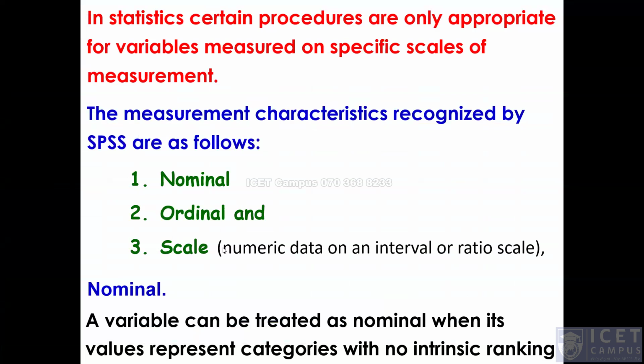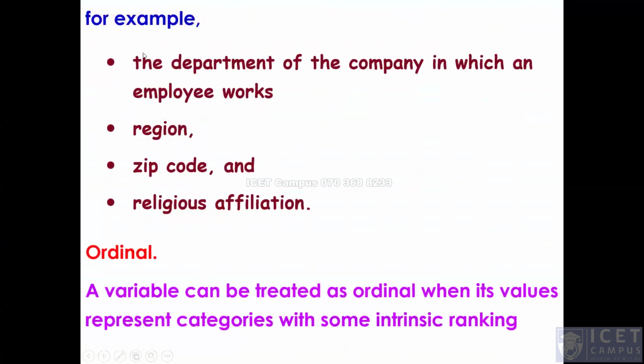Then nominal, ordinal and scale. The measurement characteristics recognized by SPSS are as follows. Nominal: a variable can be treated as nominal when it represents categories with no intrinsic ranking. For example, nominal variables are the department of the company in which an employee works, religion, zip code, religious affiliation, index numbers, ID card numbers. These go to the nominal variable. And also categories like sex, or gender. Likewise, those go to the nominal variable.